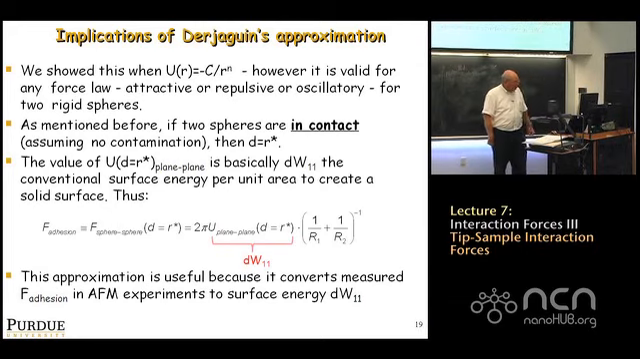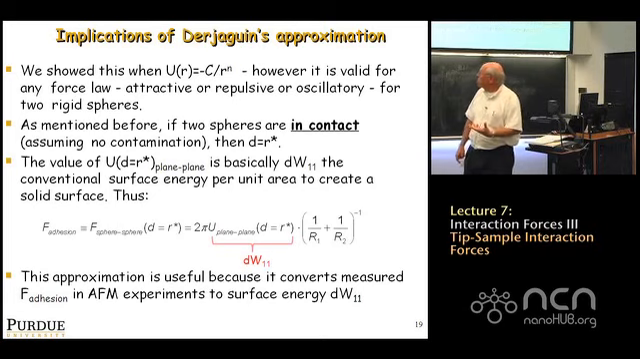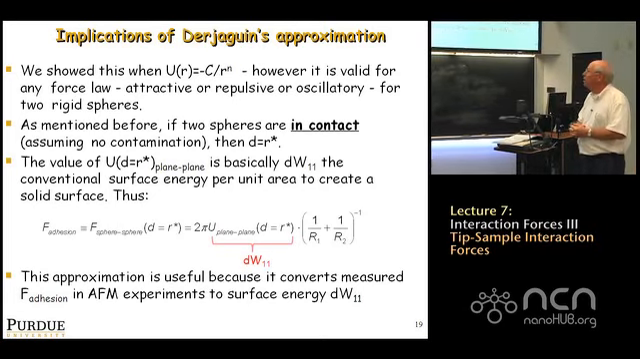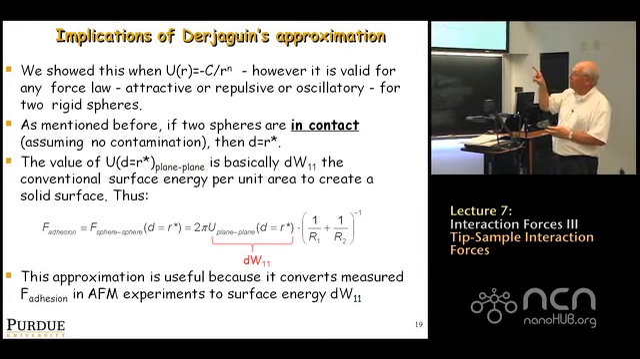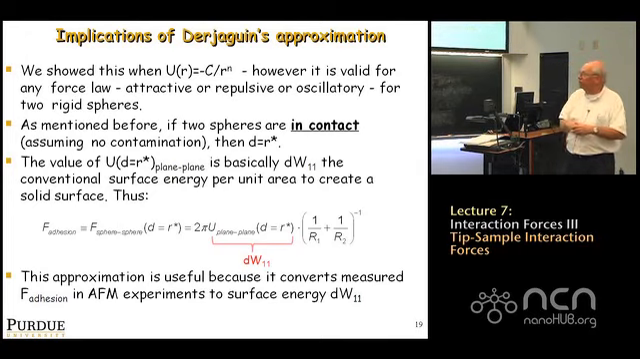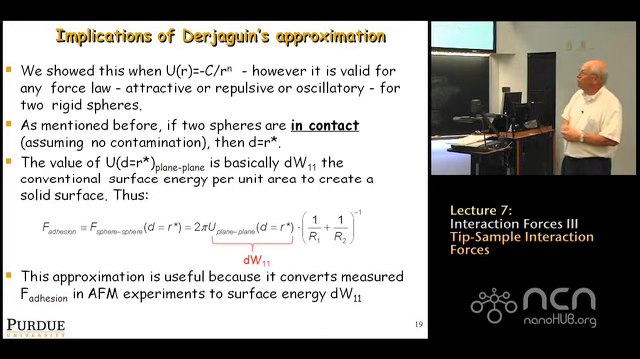So I tried to make the case a little more clearly here, and discuss some of the implications of this approximation. Technically, if you follow the lecture notes, we've only discussed the special case where U is a constant divided by R to the n, where n is an integer. But this approximation is valid, it turns out, for a variety of different force laws. So it's pretty general.